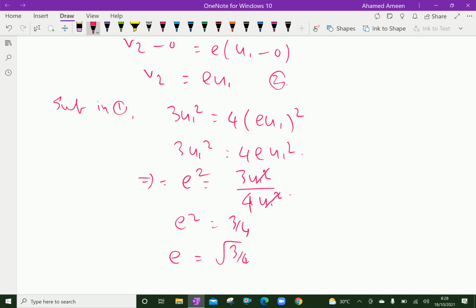Therefore e equals square root of 3 over 4, which is square root of 0.75, equal to 0.867, approximately 0.87.